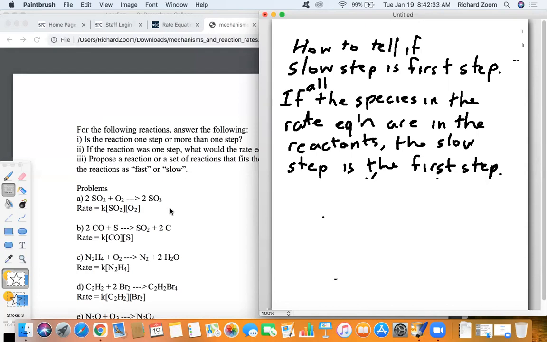I'm going to wait a second for my connection to stabilize here. Okay, I think it's going to be okay now.